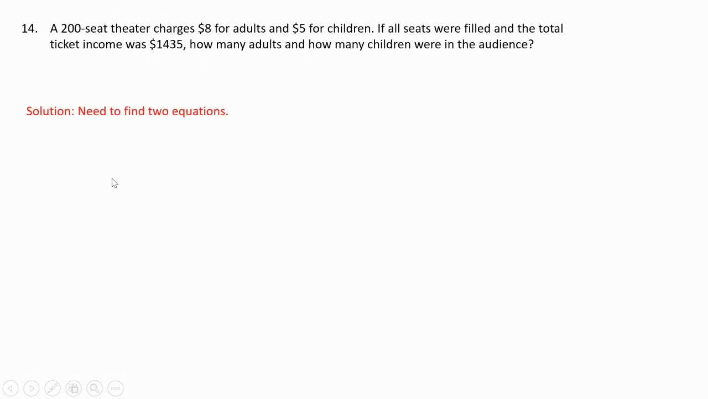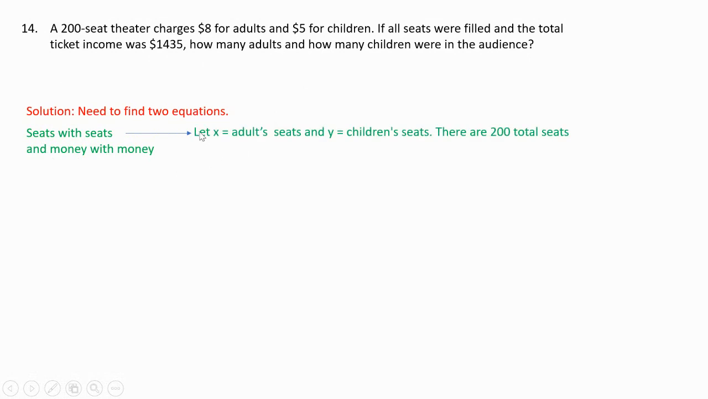Okay, so here's my strategy. I need to find two equations. So I'm going to put seats with seats and money with money. What does that mean? It means that the number of adult seats plus the number of children seats has to equal 200 seats. So if we let x equal adult seats and y equal children seats, there has to be 200 total seats, so it's going to be x plus y equals 200. That's your setup.